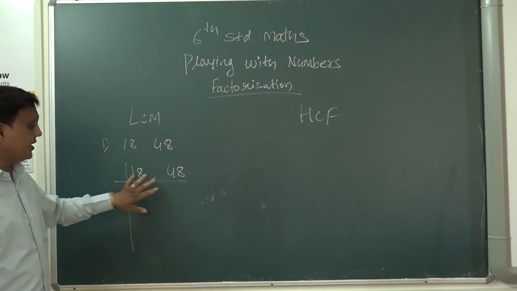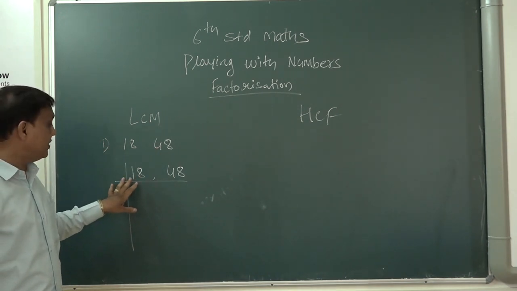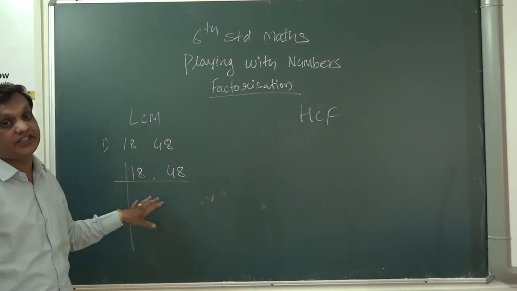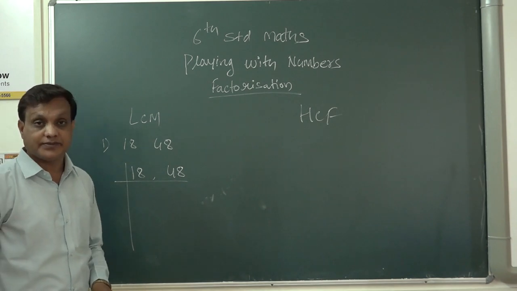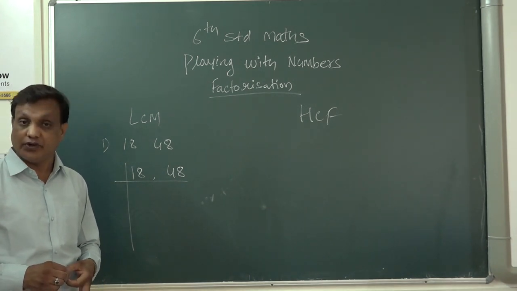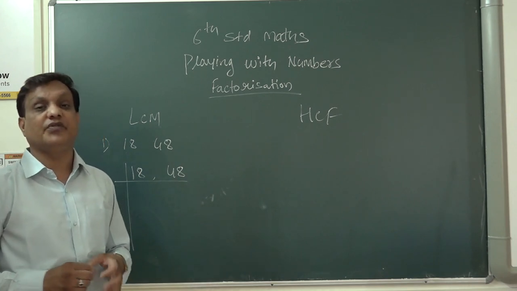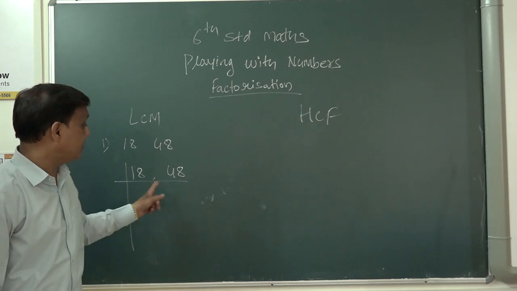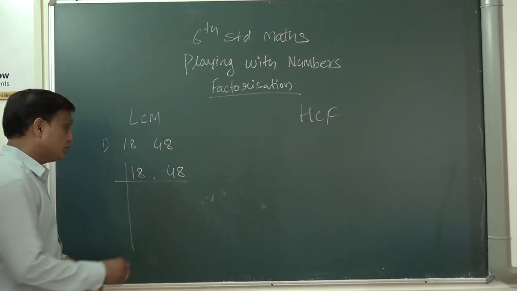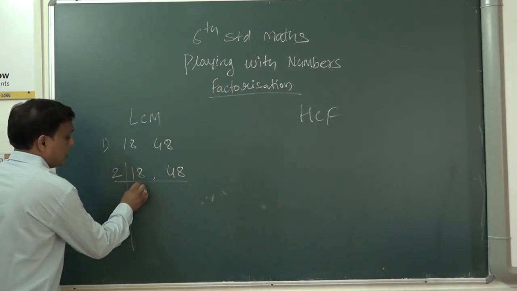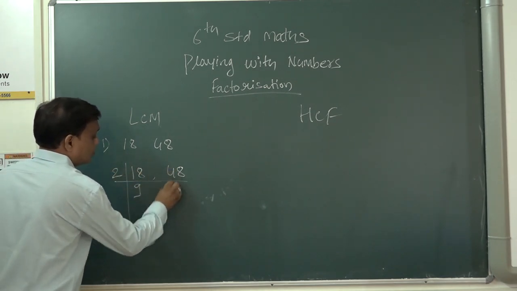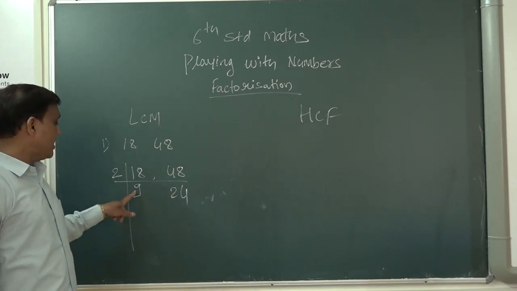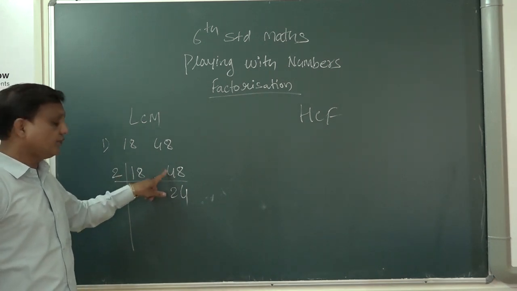18 and 48 we have written here. Now we have to check in which table they both are coming. They both will be coming in the 2 table. As we know the divisibility test of 2, with the help of divisibility test we can understand the number is going to be divided by which number. So 18 and 48 both are going to be divided by 2. So first I am writing here 2 9s are 18 and 2 24s are 48.